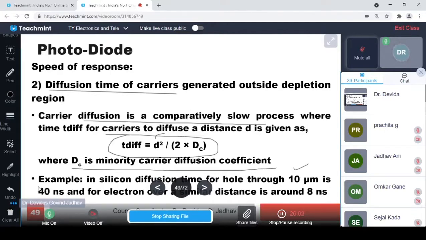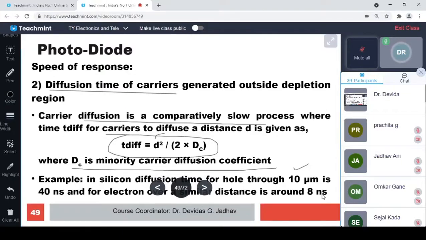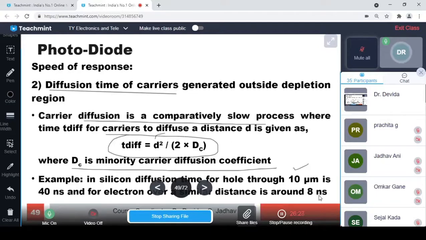Holes travel slower because they depend on electrons to jump to displace the hole. Once an electron jumps into the place of a hole, the hole gets displaced to another place. So this is the hole travel. This depends on the electron, that's why holes are slower, and electrons are independent, free to conduct, therefore they are faster. So even though the same 10 micrometer is there, in this case it is 100 or 400 times more. Previously it was 0.1 nanosecond; here it is 40 nanosecond and 8 nanosecond.